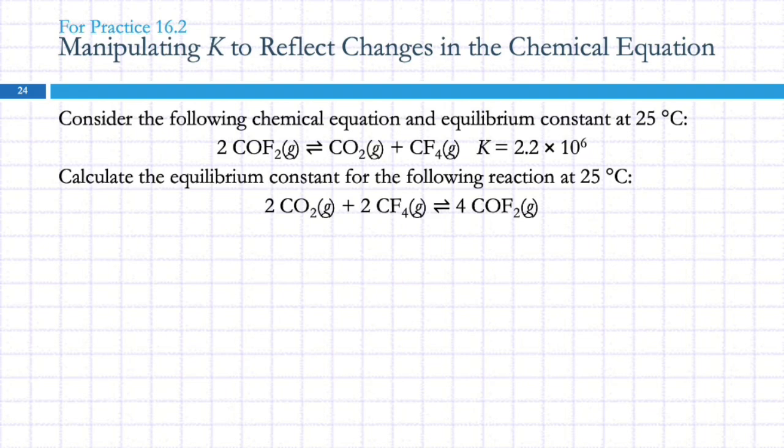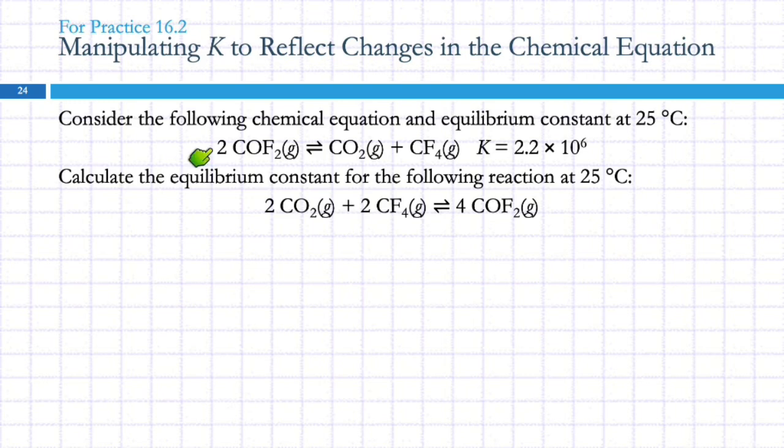Okay, let's practice this one. Manipulating K to reflect changes in the chemical equation. Consider the following chemical equation and equilibrium constant at 25 degrees C. So here we've got this equation, and this is what K is equal to. At the same temperature, what is the equilibrium constant for this guy? So this is just like the previous problem, except it's a little more complicated because instead of A and B, we've got chemical formulas. We've got 2 reactants or 2 products, right?